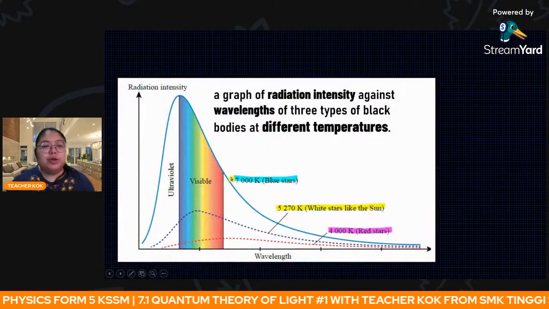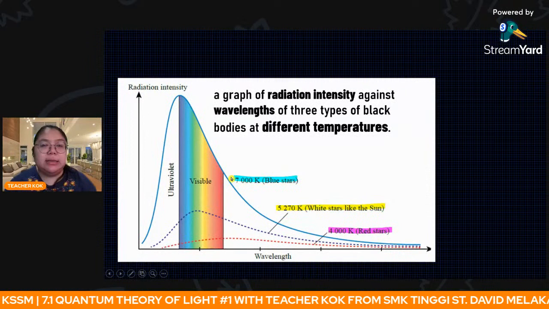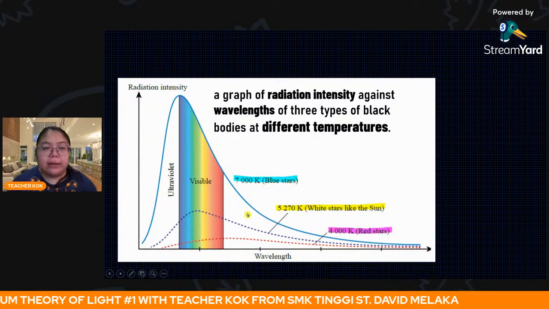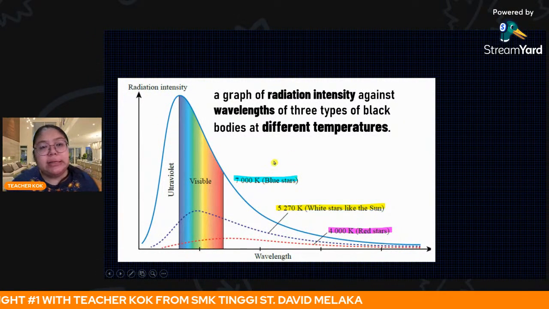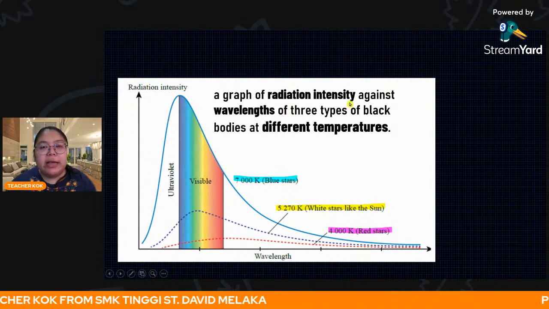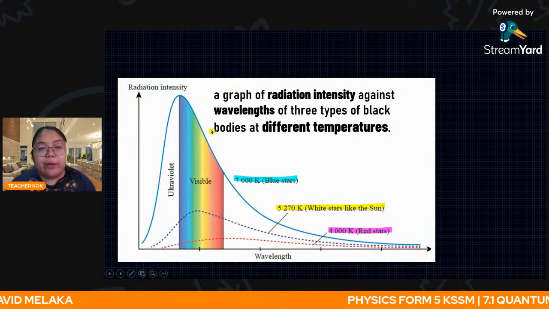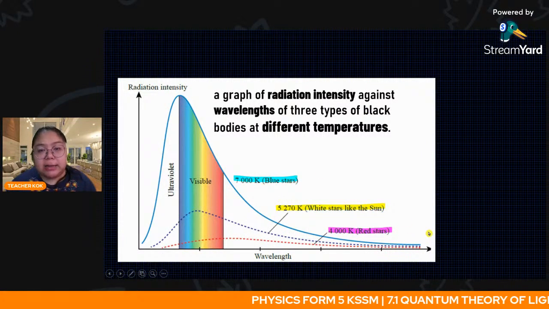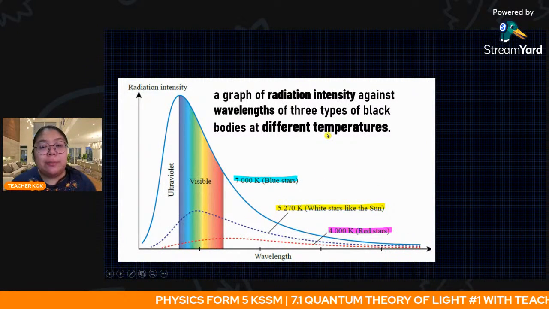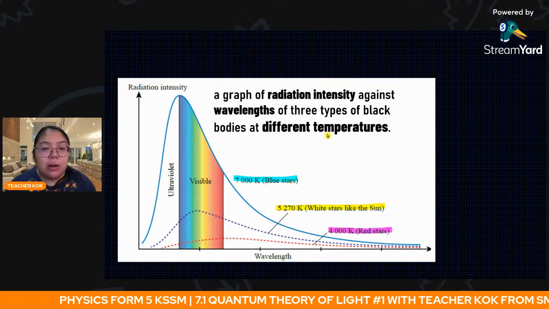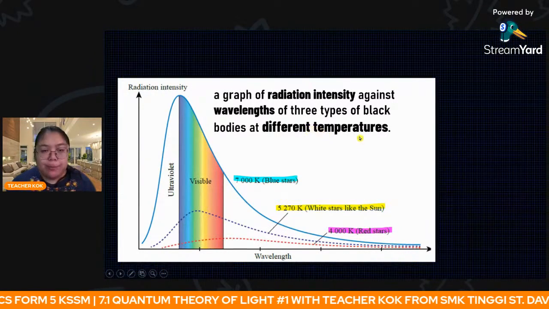Okay, so this one they want to show you the light intensity, and also the wavelength. From here, first one you see the graph: radiation intensity on the y-axis against the wavelength. So wavelength is the x-axis. Now you got three types of black body, for different temperature.